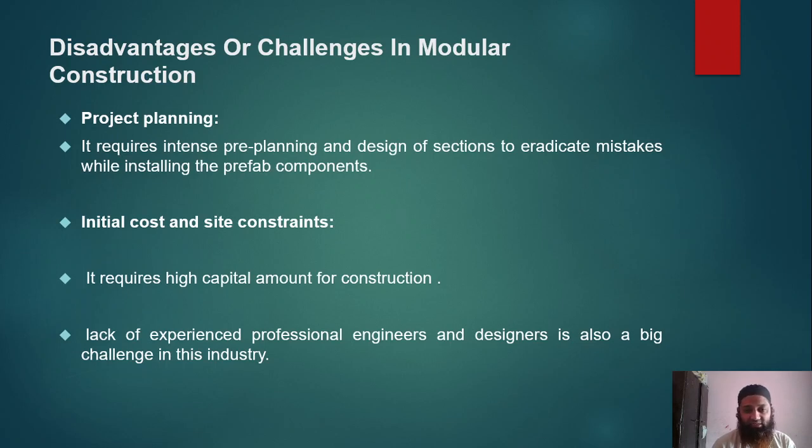Initial cost and site constraints: it requires a high capital amount for construction. Initially we need to put in a lot of money because most of the elements are being prefabricated. Normally, what builders and contractors do, if they are going for the construction of a G+5 building, is first construct a G+1 or 2 structure. They just cast the structure and then go to investors, go for marketing, wherein people buy those building units beforehand.